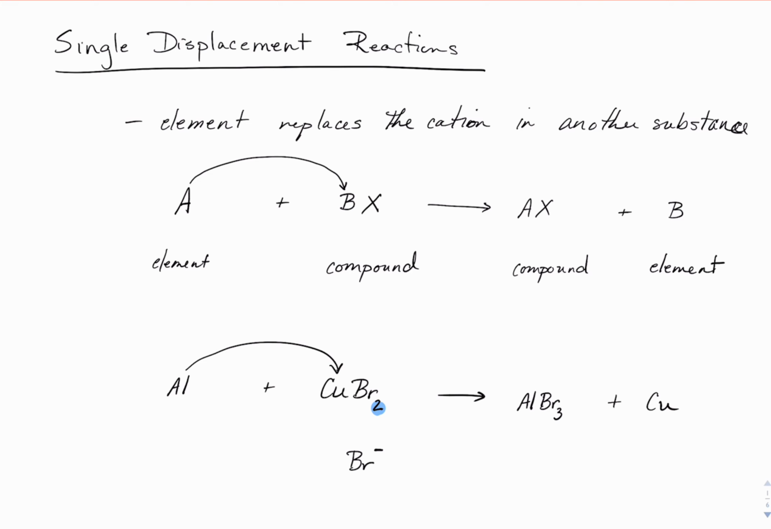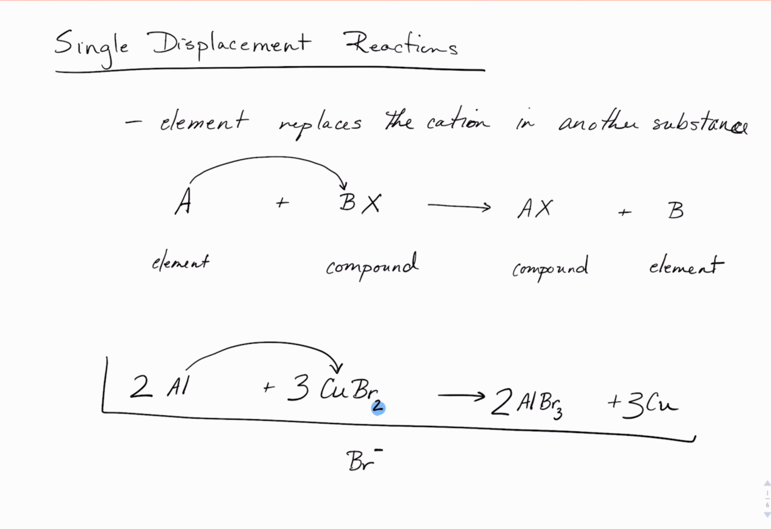However, this isn't a balanced reaction. We should also balance reactions when we complete them. We know that we need to put a 3 here to balance the bromines, and a 2 here, so there's 6 and 6 on each side. Then we can balance each element with their corresponding coefficient. So this final product here is a single displacement reaction that has been balanced.